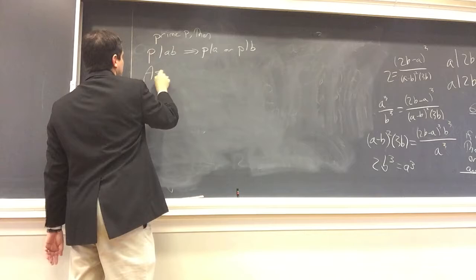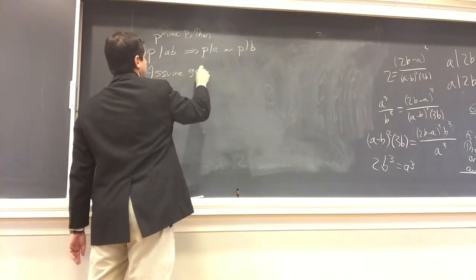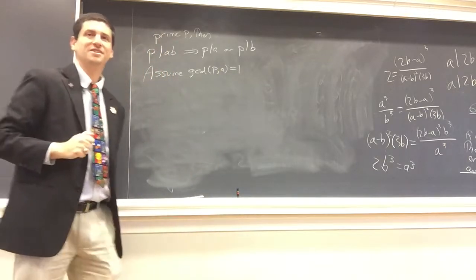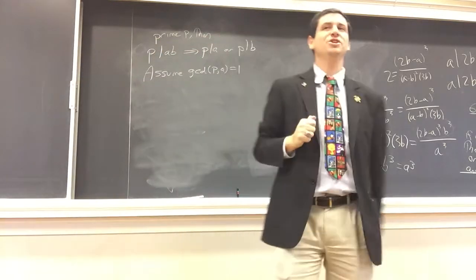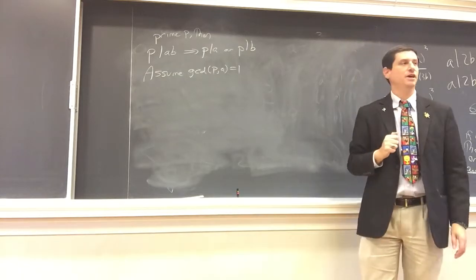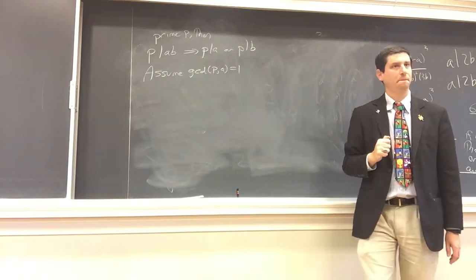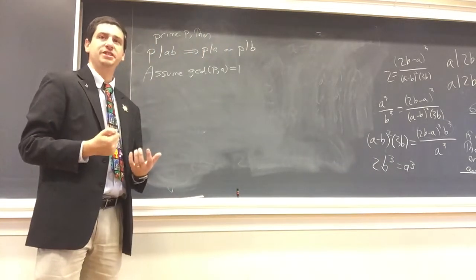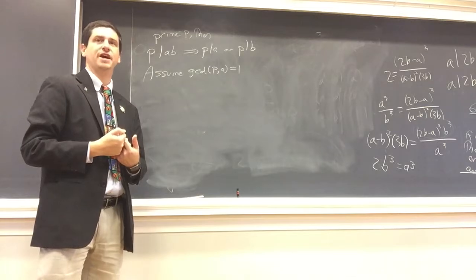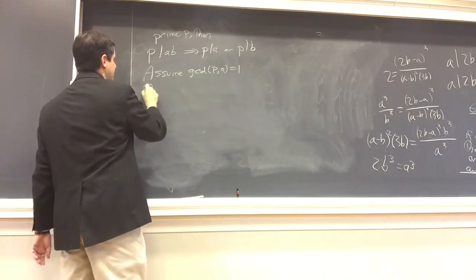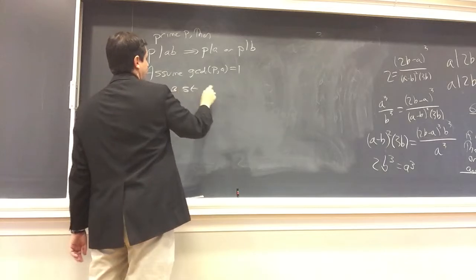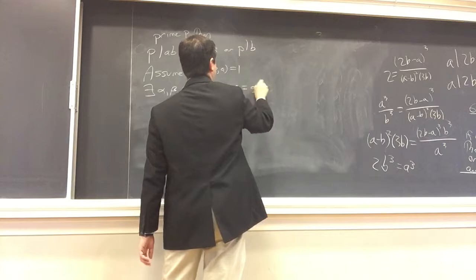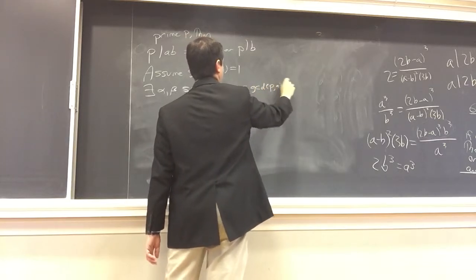So let's assume the GCD of P and A equals 1. Okay, so let's assume A and P are relatively prime. So the question is, how much do you know about the GCD and what do you need to prove these facts? So one thing is, there exists alpha and beta such that alpha P plus beta A equals the GCD of P and A, which equals 1.